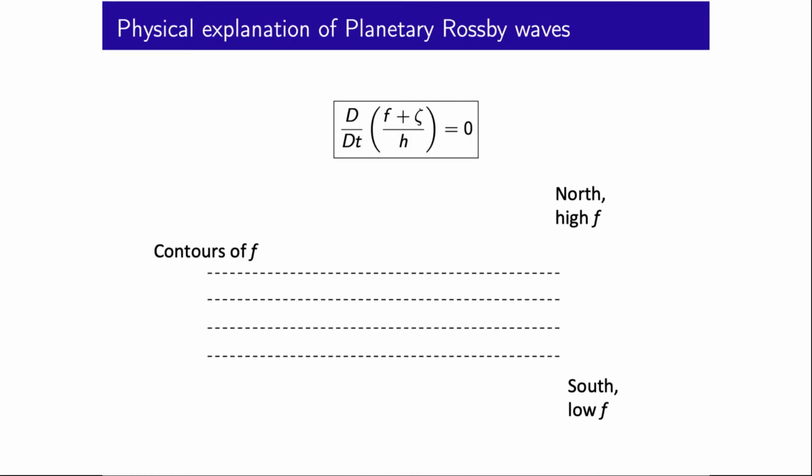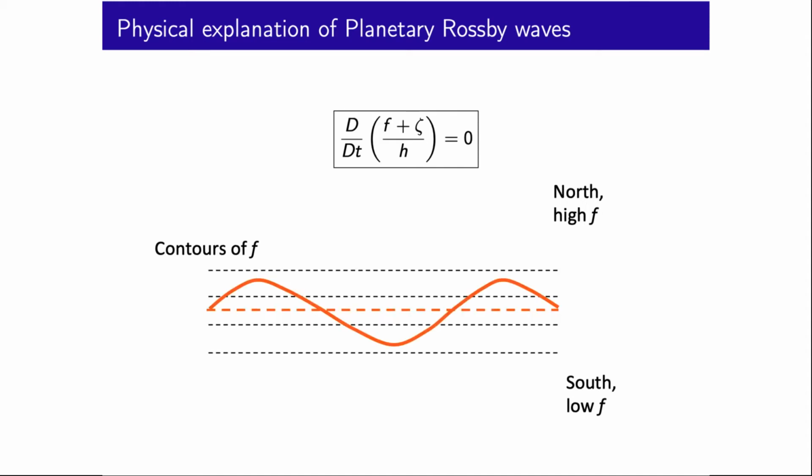Let's have a quick look at the physical implications of this derived wave equation. Picture some point on Earth where you have a gradient of f from low f in the south to high f in the north without any change in h. Now imagine a stream path that follows along some contour of f. Picture that the stream path is perturbed in some way, and that the perturbation can be described as a wave, taking some portions of the flow into regions of higher f and some portions into regions of lower f.